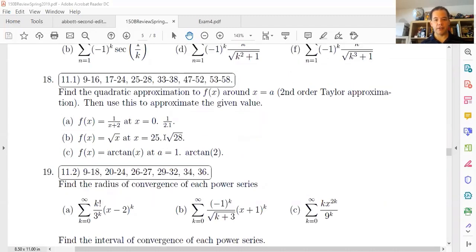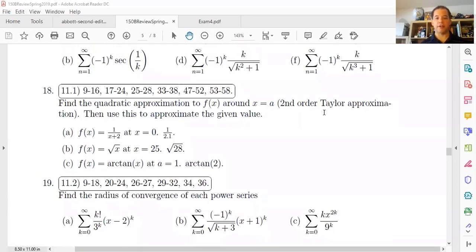It says, find the quadratic approximation, the second order Taylor polynomial, and then use it to approximate the given value. Right? So let's pick one here. C sounds like a good one. The function is arctangent x at 1, and approximate arctangent of 2.